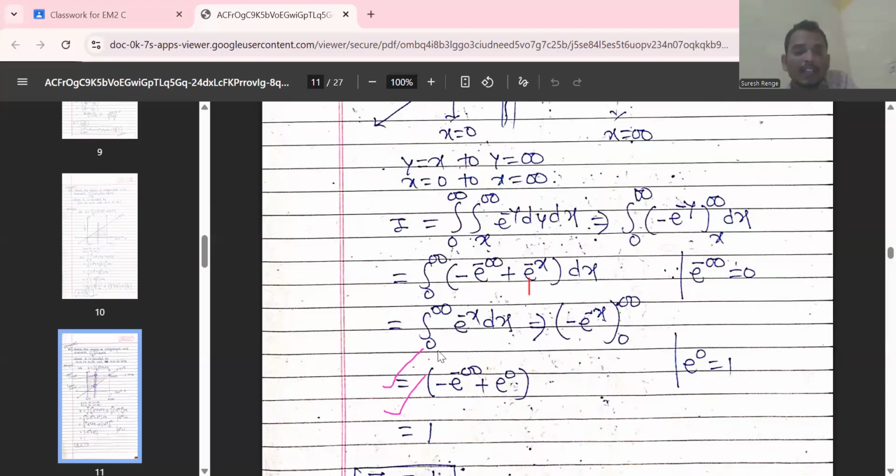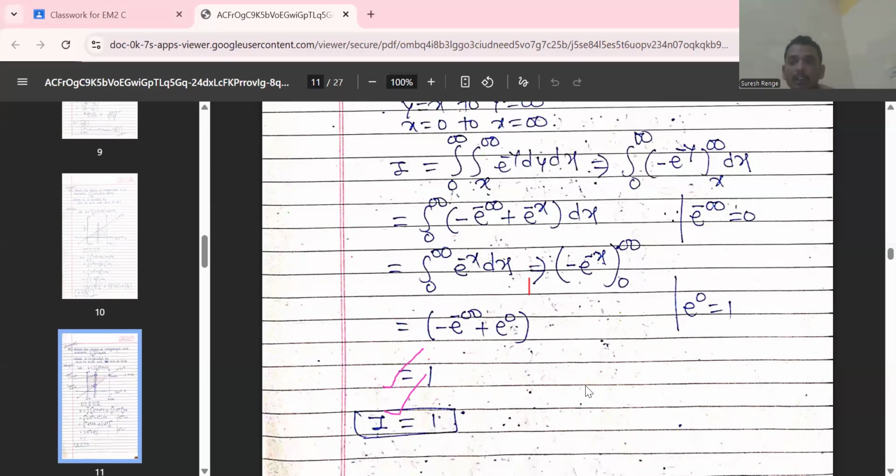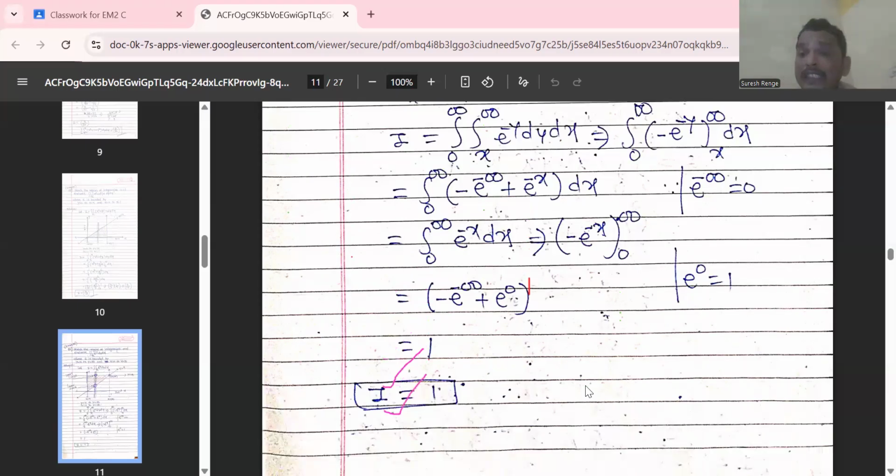Next step: the integral from 0 to infinity of e to the power minus x dx, bracket close, minus e raised to... What is the integration of e raised to power minus x with respect to x? That is minus e raised to power minus x. Put the upper limit minus lower limit. Putting the upper limit gives minus e raised to power minus infinity plus e raised to power 0, where x is replaced by the lower limit 0. E raised to power 0 is equal to 1, and e raised to power minus infinity is equal to 0. Okay, and the answer is equal to 1.